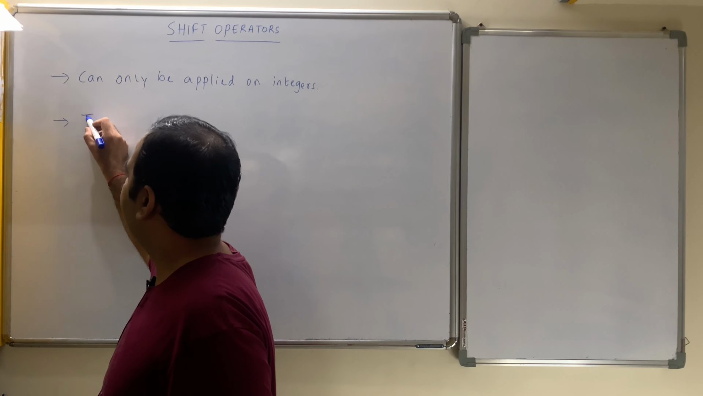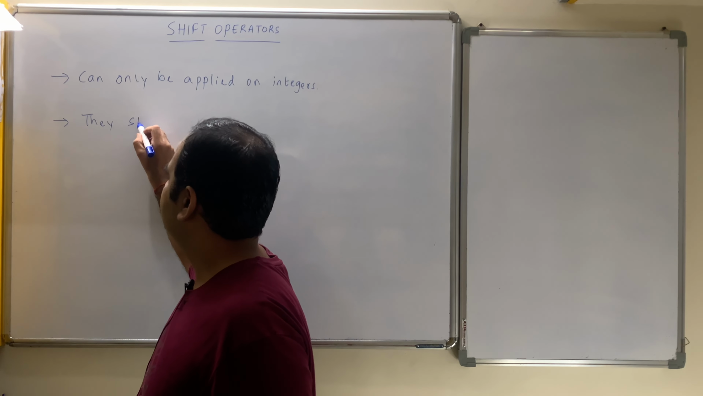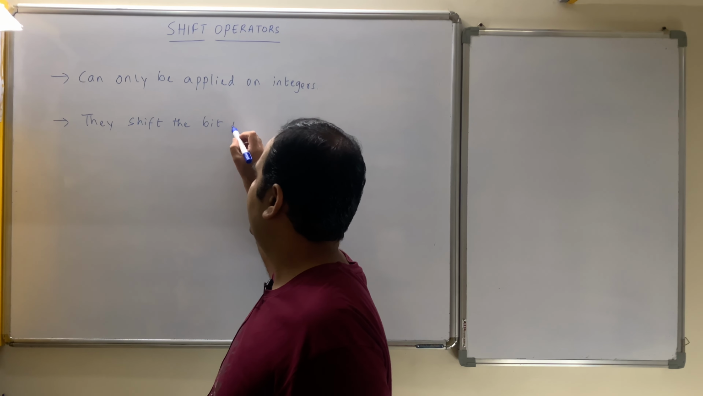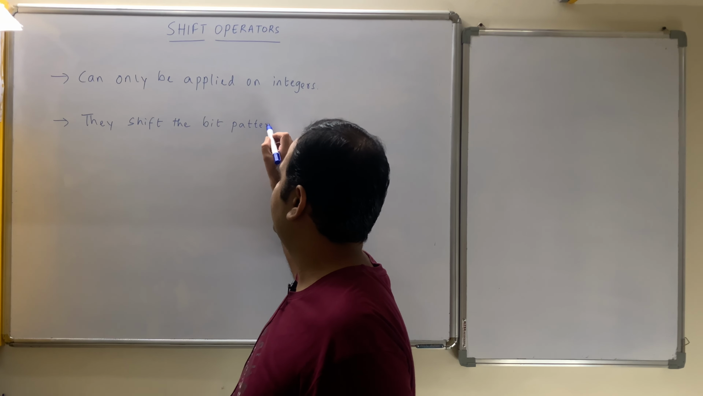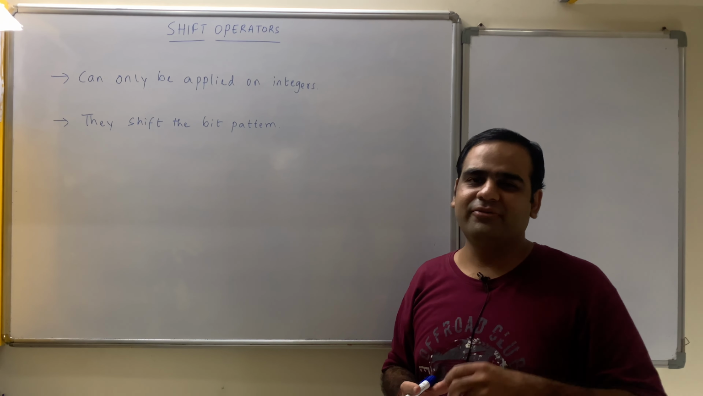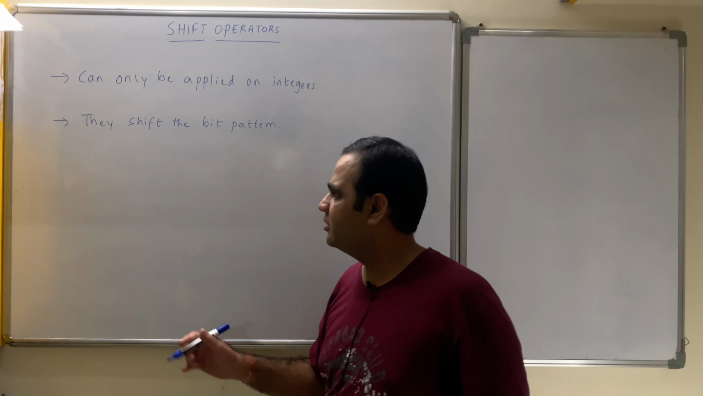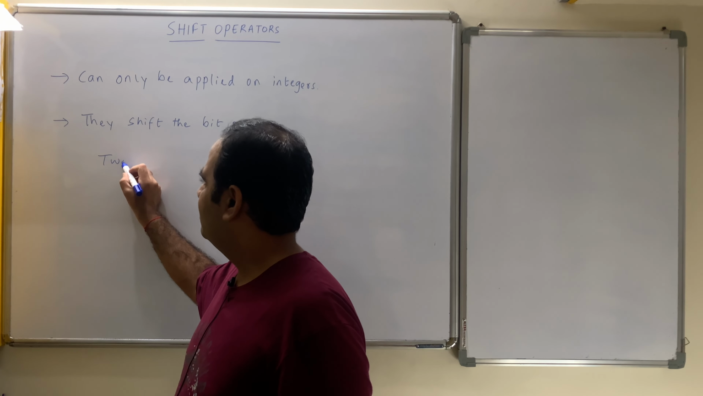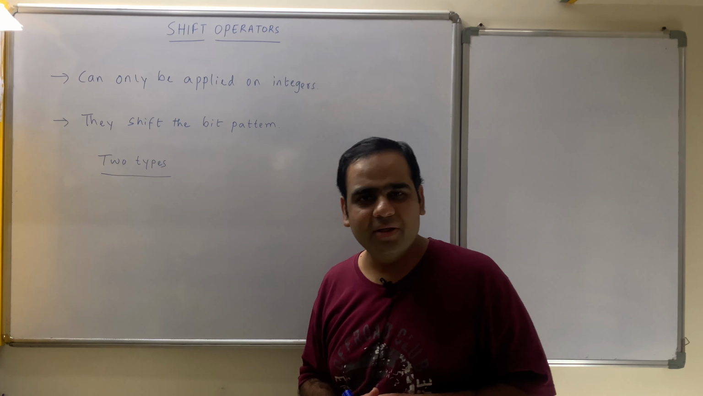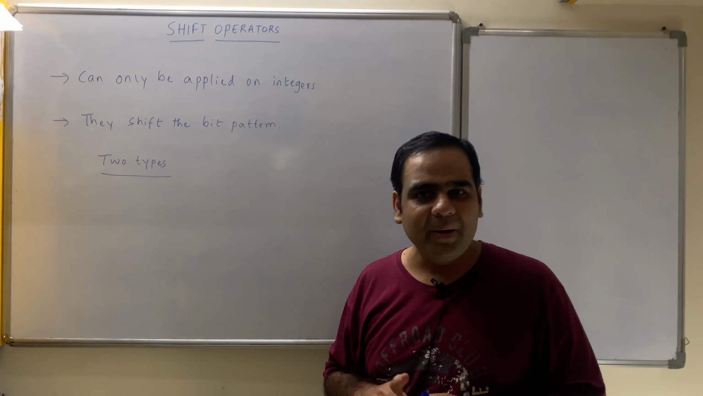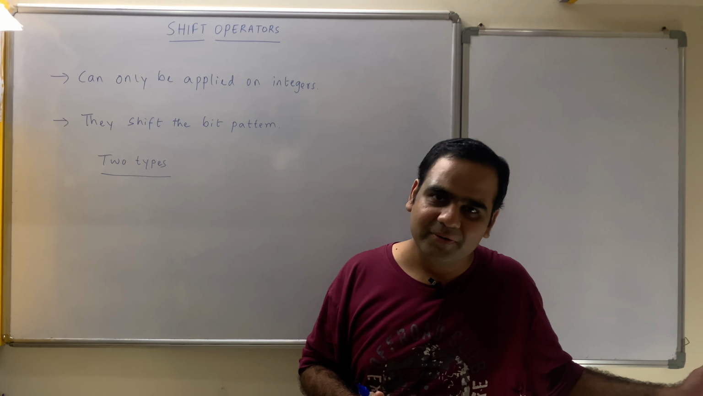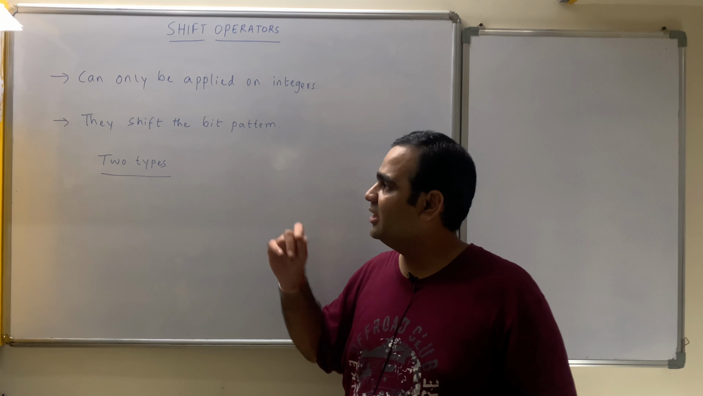They shift the bit pattern, hence the name shift operators. Now there are two types of shift operators. Now where all can we shift the bit pattern? Obviously, either you can shift the bit pattern towards the right or you can shift the bit pattern towards the left. Based on this only, there are two types.